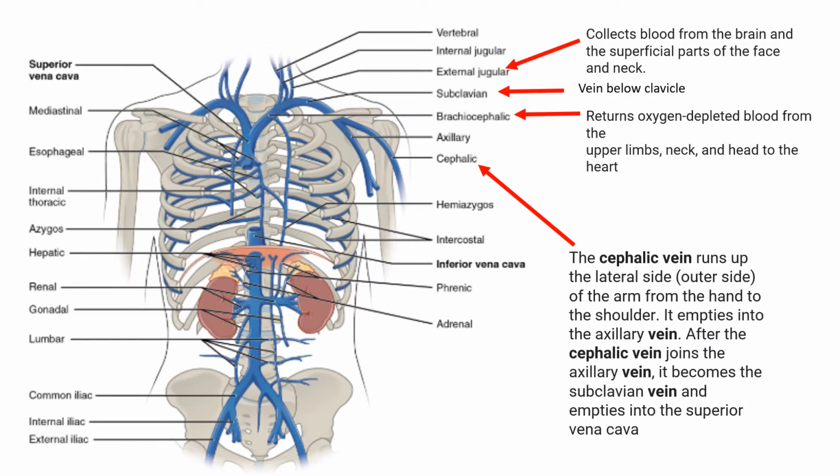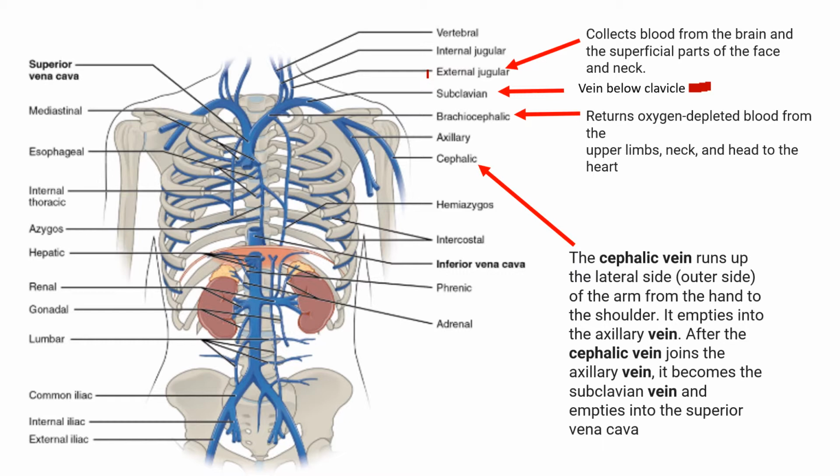Okay, so the external jugular vein collects blood from the veins in the superficial parts of the face and neck. The subclavian vein, like I said, is below. Sub means below the clavicle. I think I talked about this already. It simply returns oxygen-depleted blood from the upper limbs, neck, and head to the heart.